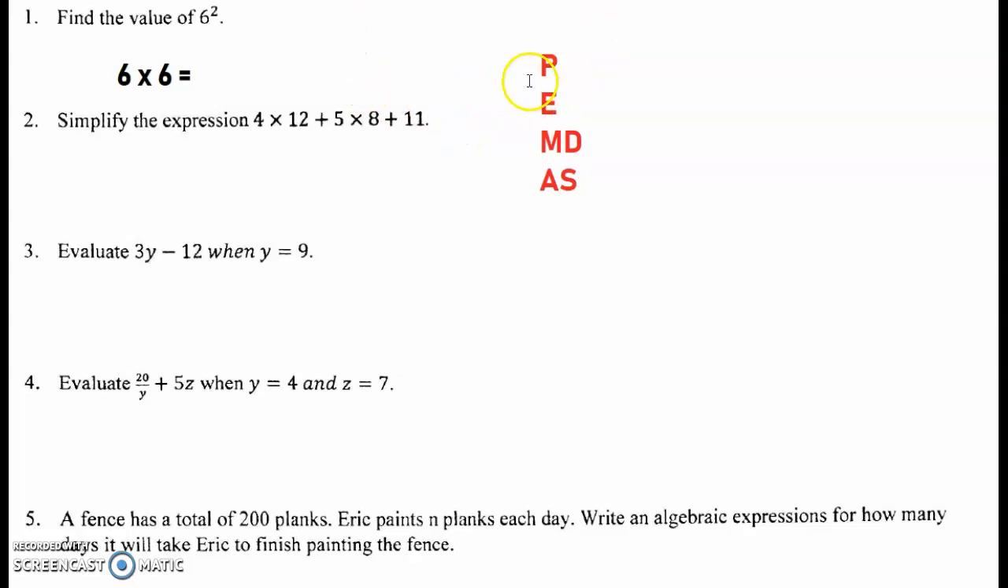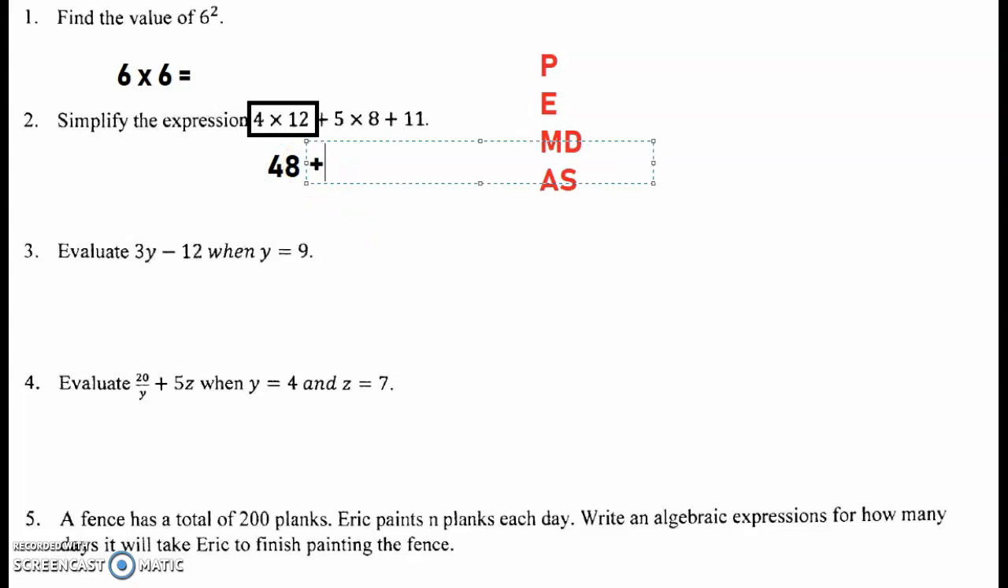Do I have any parentheses? I don't, right? So I can go down to the next step, which is E. Do I have any exponents here? I don't. So I'm going to go to multiplication, division. Do I have a multiplication or division? I do. This first one right here does, right? So I would probably highlight it to let me know I'm working on it. And then 4 times 12 is 48, and then rewrite everything else like this.